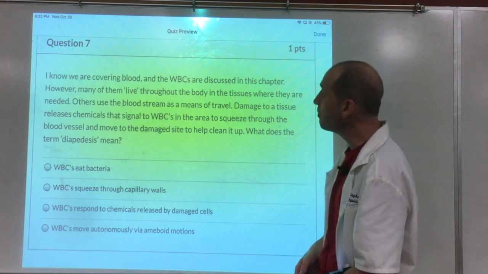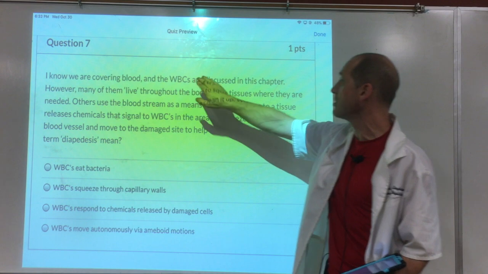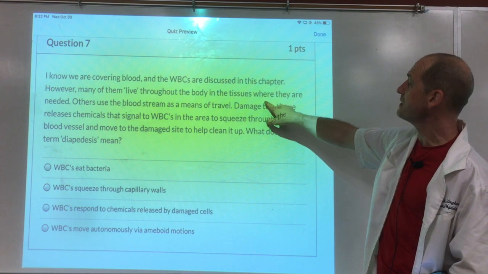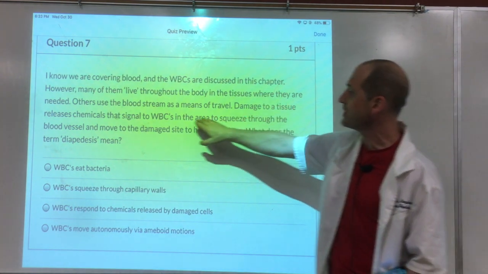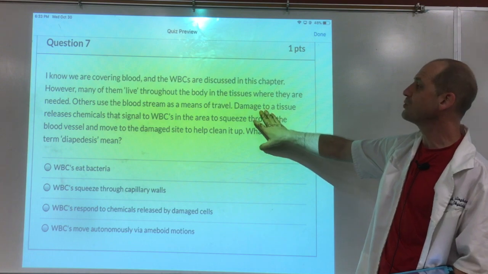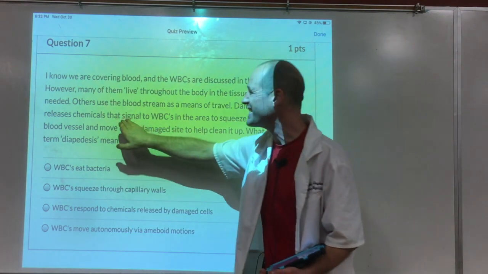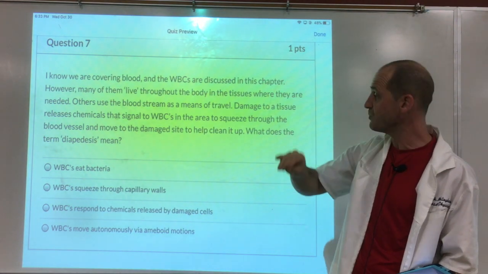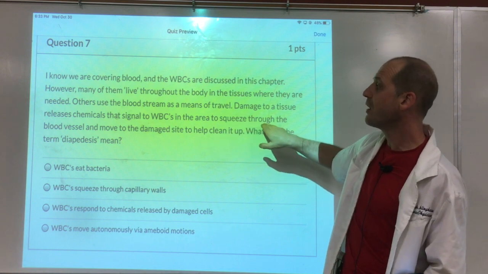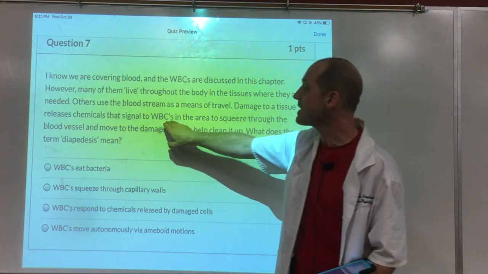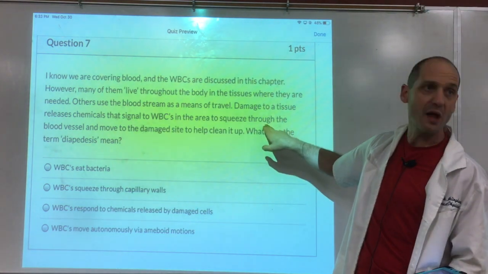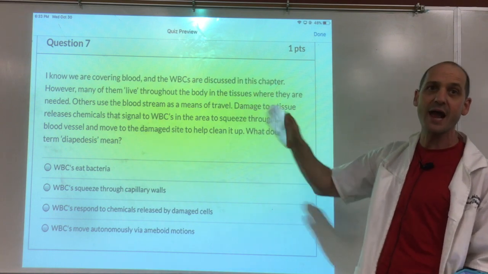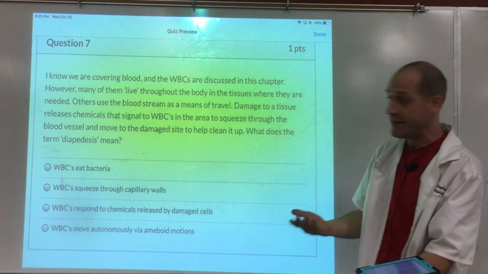I know we're covering blood, and the WBCs are discussed later today. However, many of them live throughout the body in the tissues where they are needed. Others use the bloodstream as a means of transport. Damage to a tissue releases chemicals that signal that white blood cells need to go somewhere. So it's like alarm bells are ringing, chemically speaking. What the white blood cells do, when they hear that chemical signal, they squeeze through the blood vessels. First they travel in the bloodstream, it's like a freeway, get to the closest exit, squeeze out, and then get to the problem where there's a cut in the skin or something like that.